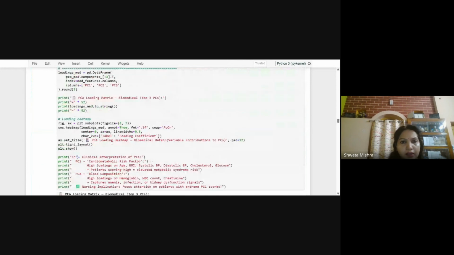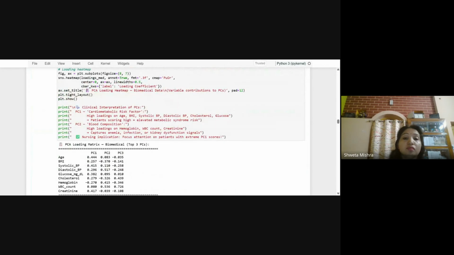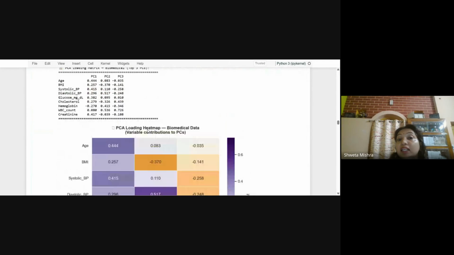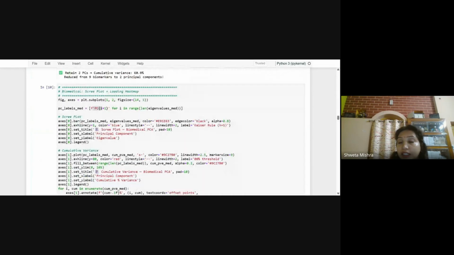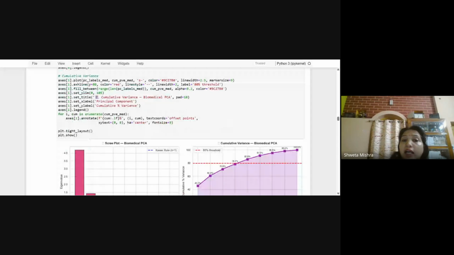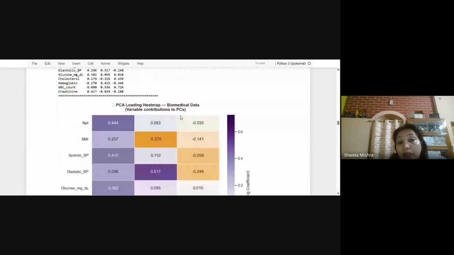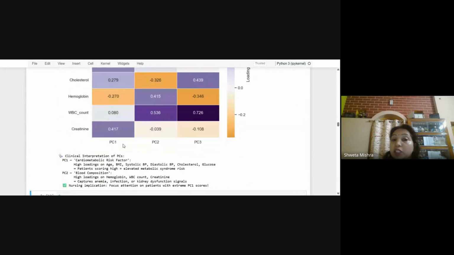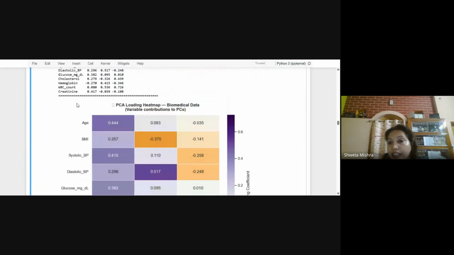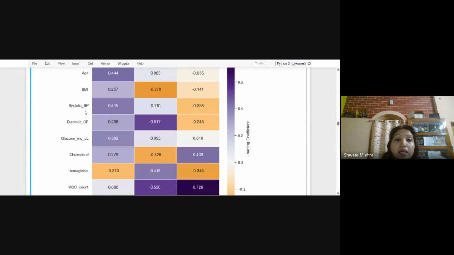Now the next step is that we again have to check for the relation. Here, instead of calculating the individual variables, I'm just skipping that step and directly checking the heat map for the variables with the principal components. Now see here, the first 3 principal components with the different variables.